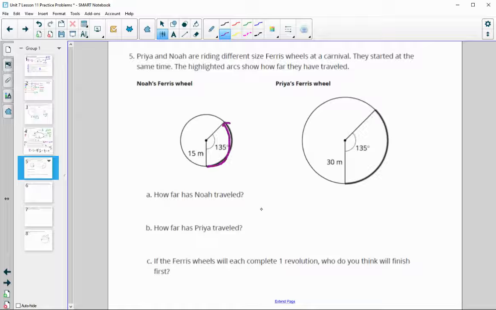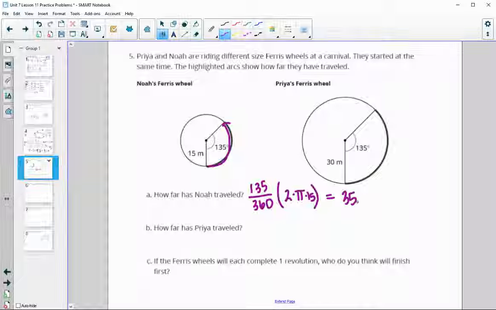So we want the arc length. So we're going to be looking at how far Noah has gone out of the total. So he's gone 135 degrees out of 360. And then we're doing that portion of the total circumference. So then 2 times pi times the radius, in this case 15. And so we can multiply this all out in our calculator, and we would get that he has traveled 35.3 meters.